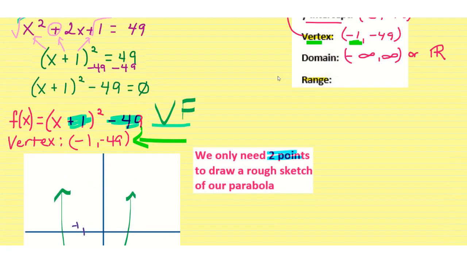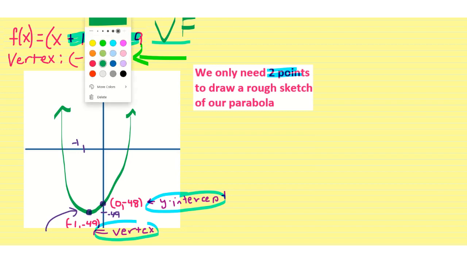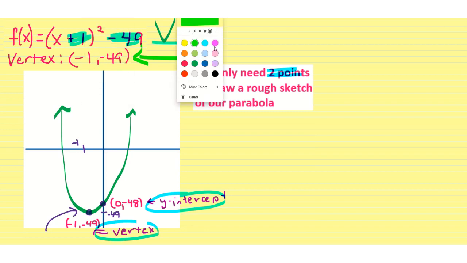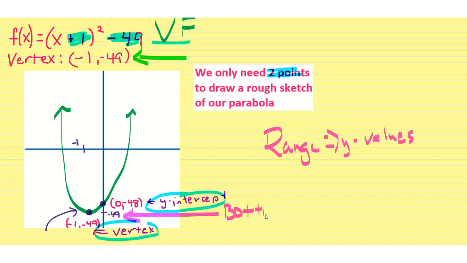So what else do we need here? Range. We need to talk about the range. The range has to do with the y values. Let's find a different color here. Okay, so the range has to do with the y values. And it basically is like, where does my graph start at the bottom, and where does it go to at the top?